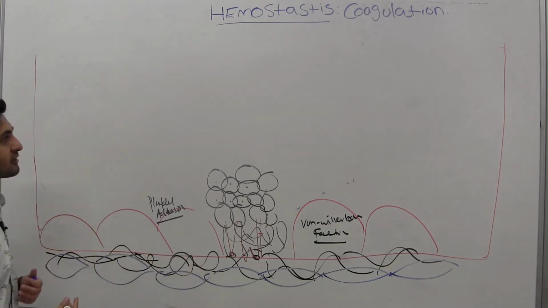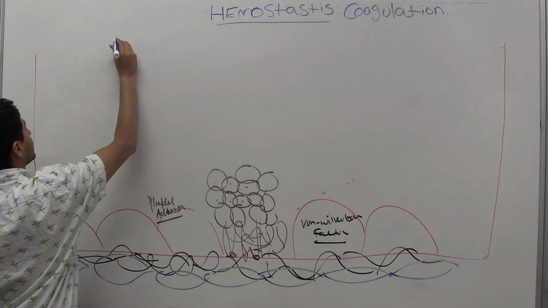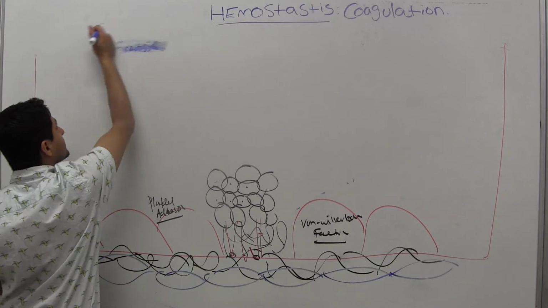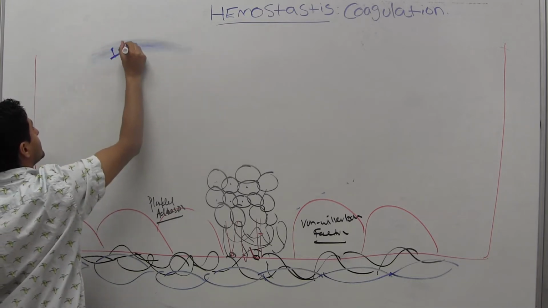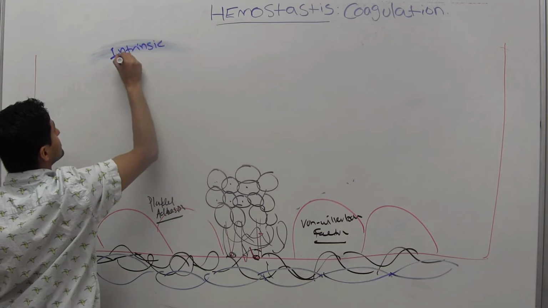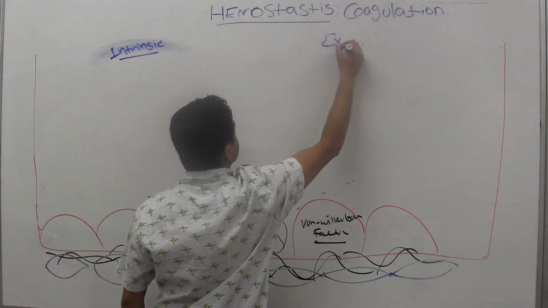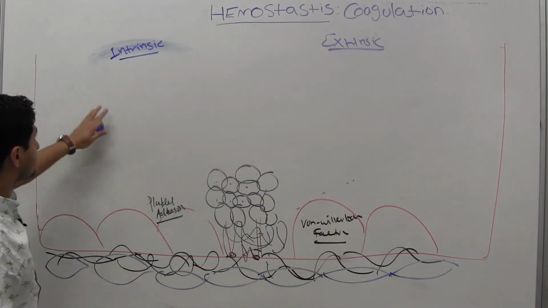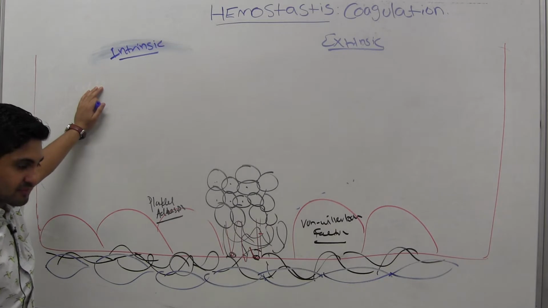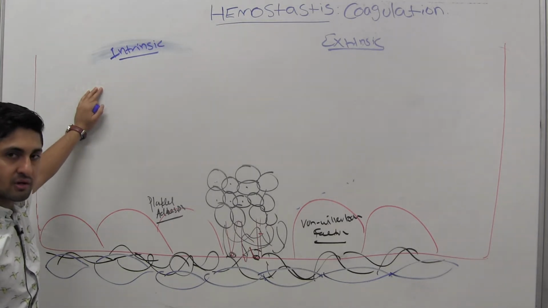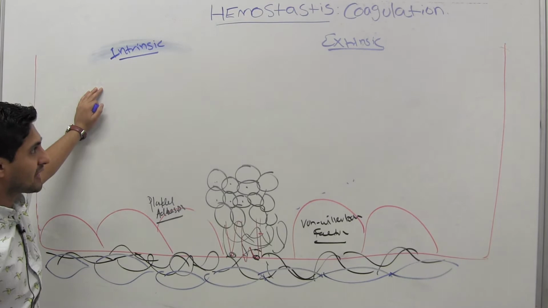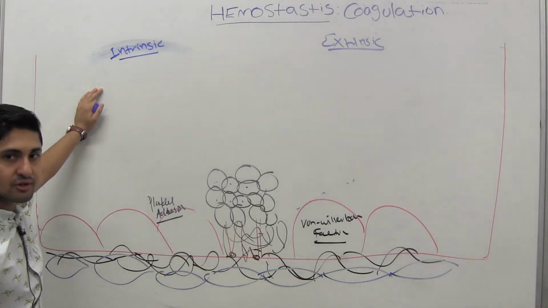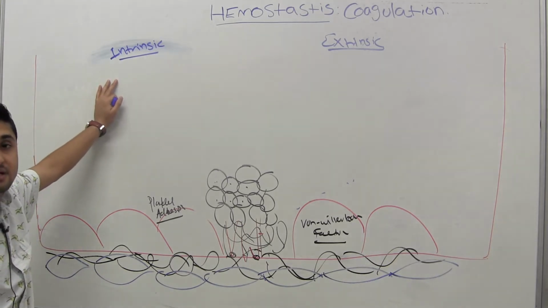Actually, before we talk about this, let's talk about the extrinsic pathway. Let me write this: intrinsic pathway and extrinsic pathway. What is the difference between the extrinsic and intrinsic pathway? Extrinsic is usually caused by trauma, or injury from the outside. The extrinsic pathway is rapid. It happens very fast, usually in about 11 to 13 seconds. The intrinsic pathway is slow; it takes time.